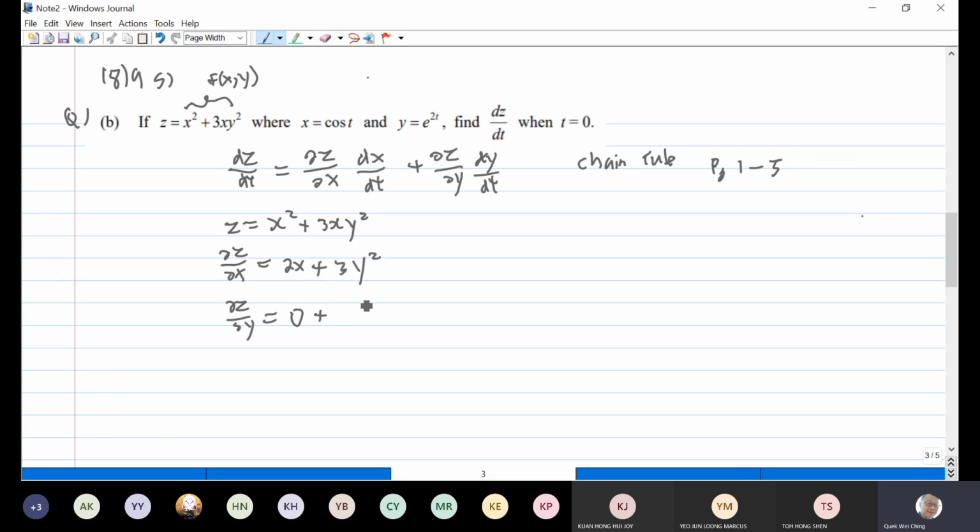Differentiate y square, you get 2y. Okay, differentiate with respect to y, get 2y. And then treat x constant. So treat x constant now, differentiate y square, get 2y. So this is actually 6xy.